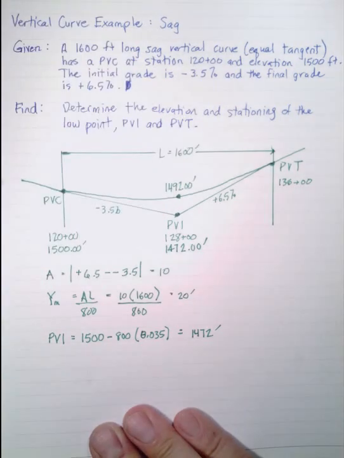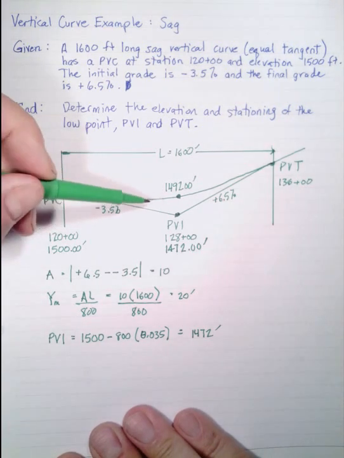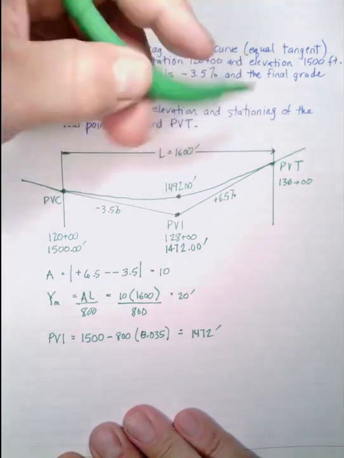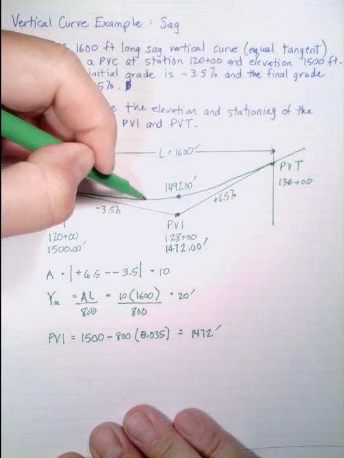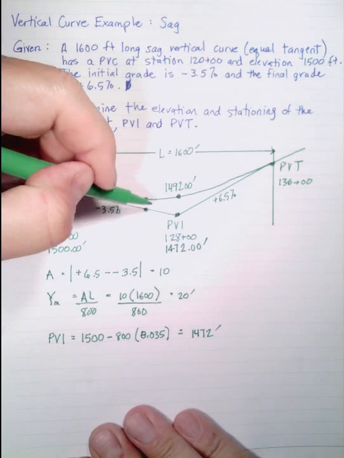And then we can calculate the location of the low point in this case. So they're on the sag vertical curve, we're interested in where the low point is. And from just looking at the picture, you can identify in this case, because this slope is larger than this slope, that the low point is going to be somewhere over here. So I'm just going to draw a dot there for now.